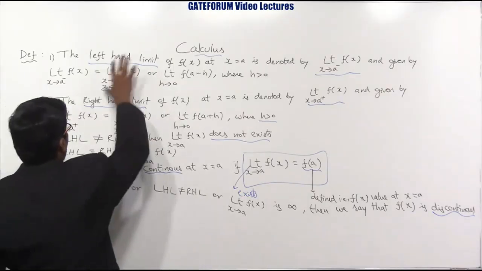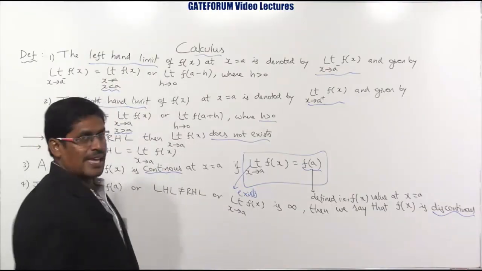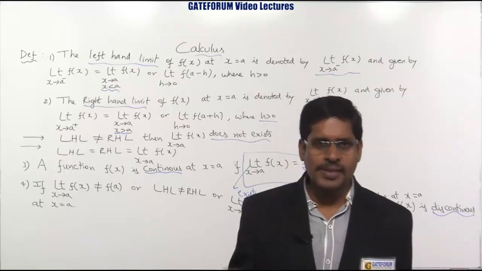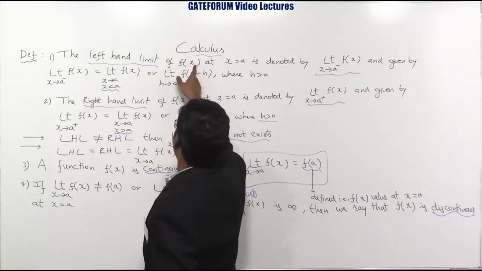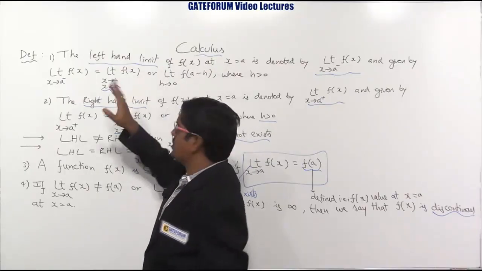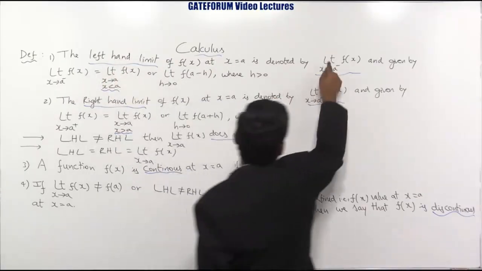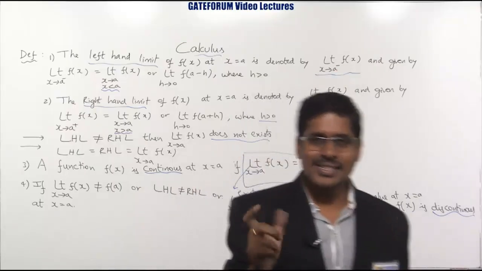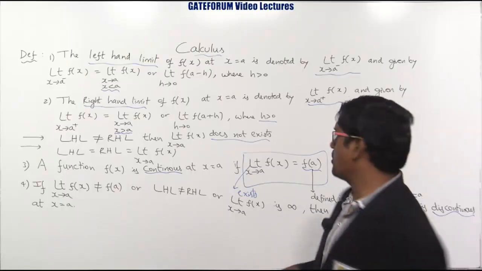Sometimes we have to apply, for a given problem, one-sided limits, that is left hand limit and right hand limit. LHL is abbreviated as left hand limit, RHL as right hand limit. The limit of the function f of x at x is equal to a, I already discussed: problematic approach, formula based approach, etc. Now left is denoted by x tends to a minus. When the power is minus, that indicates left hand limit. When the power is plus, that indicates right hand limit notation.